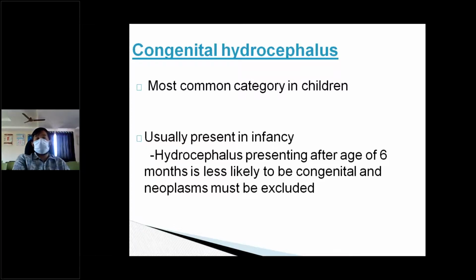Hydrocephalus that presents after the age of 6 months is less likely to be congenital, and neoplasm must be excluded. So 95% of the time, the hydrocephalus may have underlying causes such as neoplasm or any obstruction type.